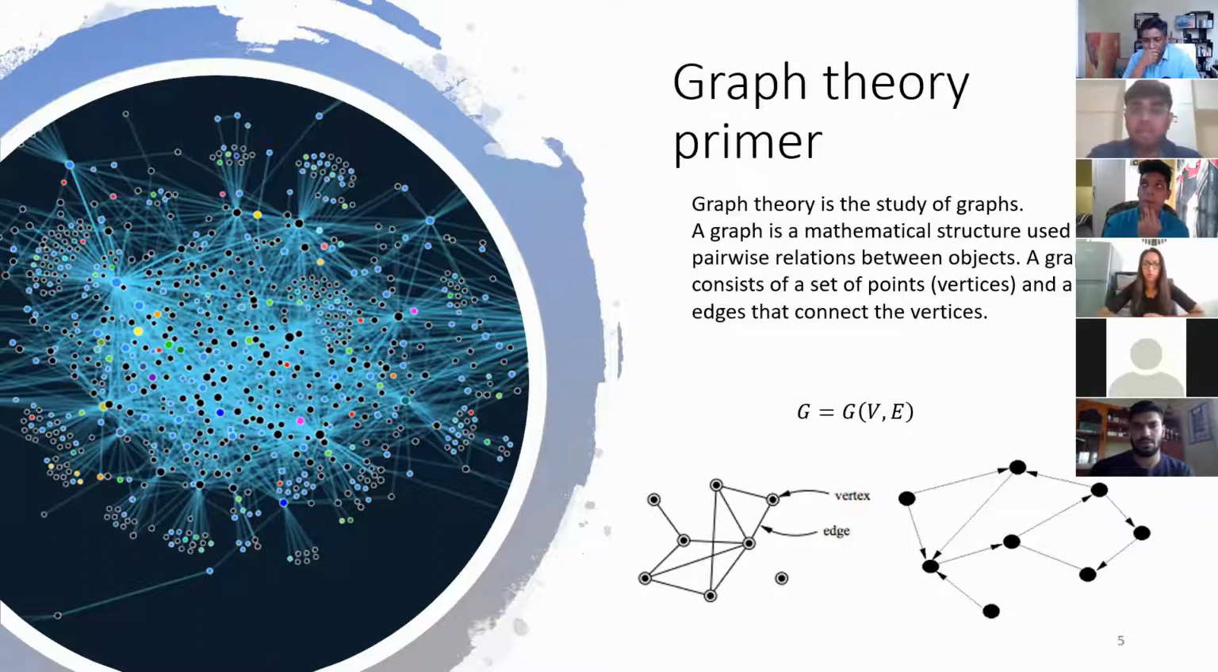As you can see, these graphs have cycles. And for ease of explanation, a cycle is defined as vertices connected in a closed chain, as you can see in here, for instance.